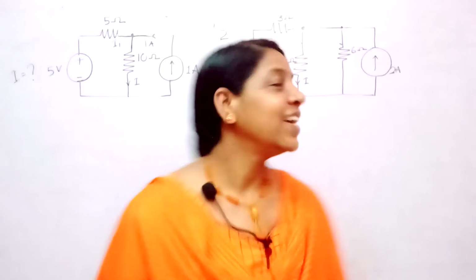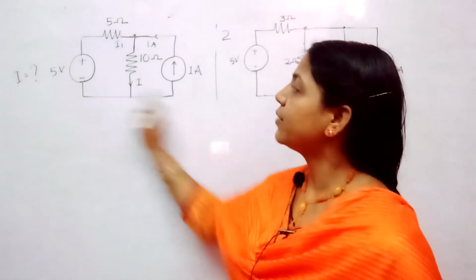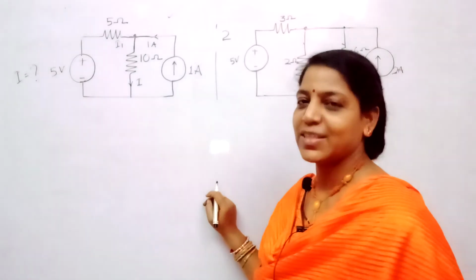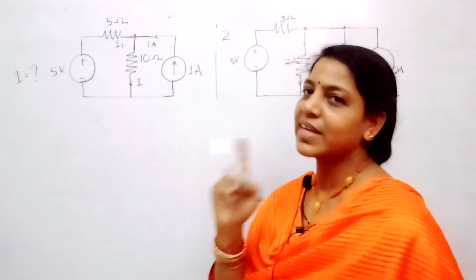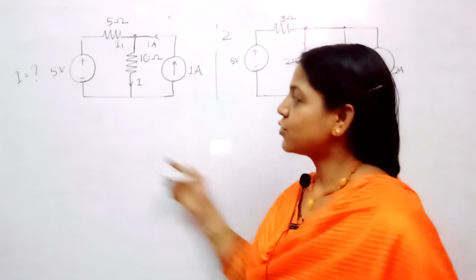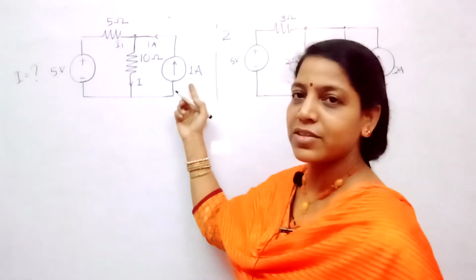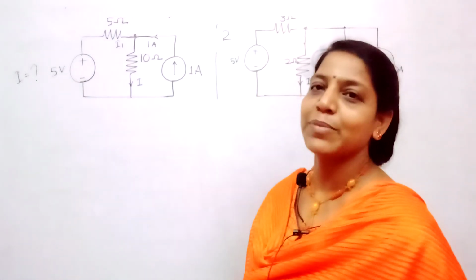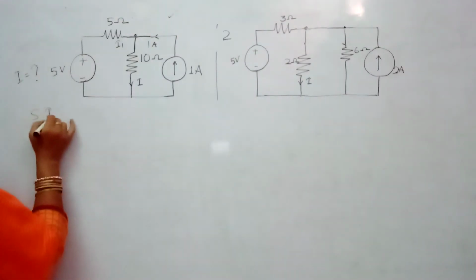Let us start. According to this circuit, they are provided with two different sources. So what is the logic of the superposition theorem? We should consider one source at a time while the other sources should be nullified. So I am considering my first source. You can consider this one also, nothing wrong, but the final answer will remain the same. So let us consider step 1.